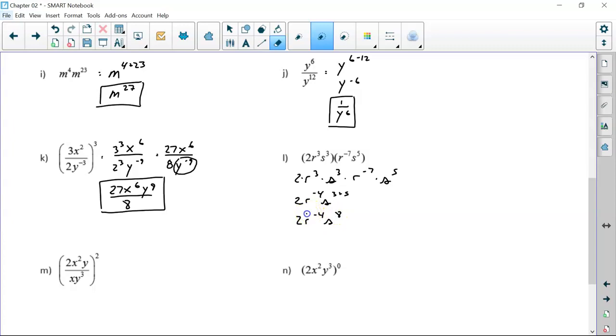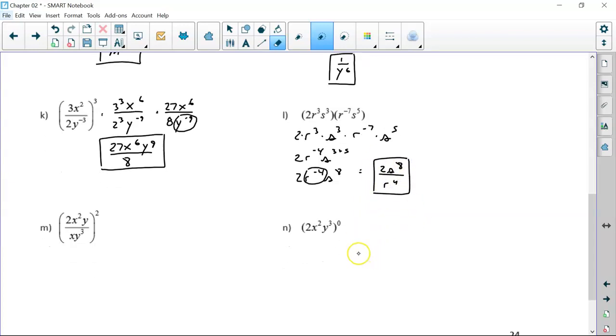No negative exponents. The only piece with a negative exponent is the r. That's the only thing that has to move. 2 stays on top, s to the 8th stays on top, and the r to the 4th is now on the bottom.